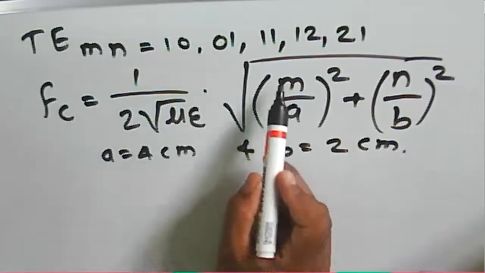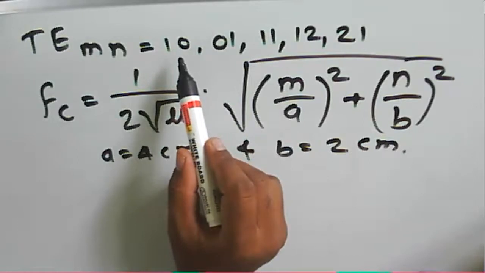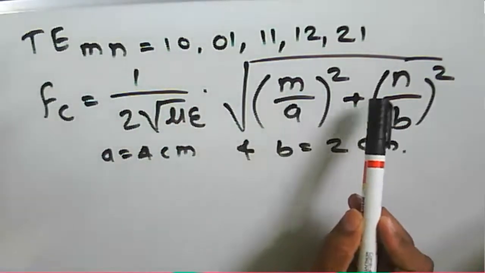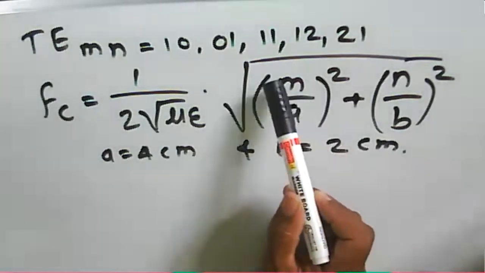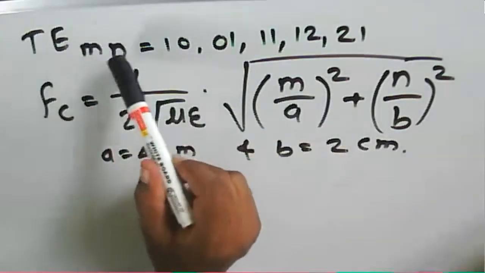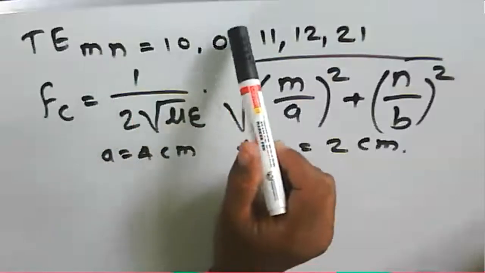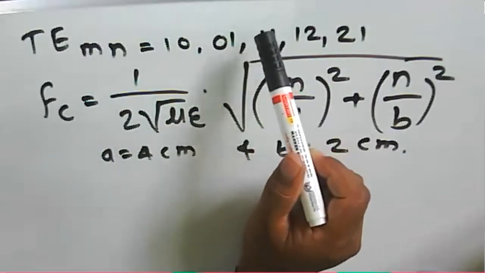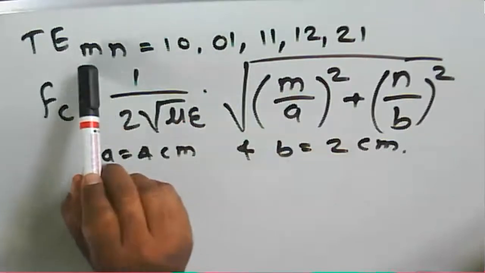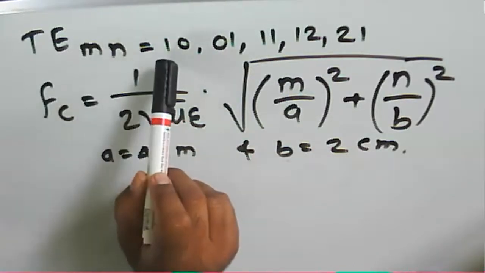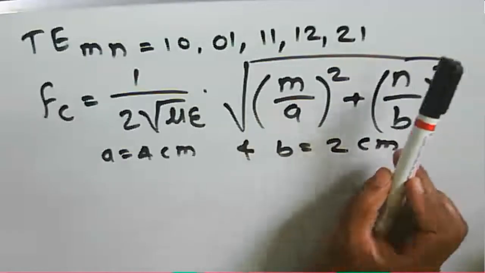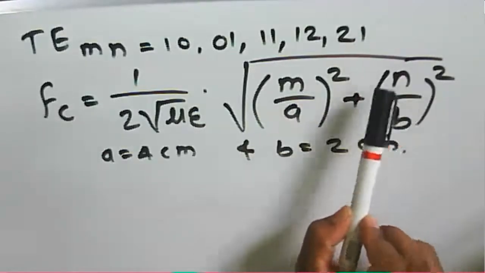Now we consider that mn will be 1 0. Next time mn will be 0 1, then next time mn will be 1 1. So in this 1 0 case, m will be 1 and n will be 0. So this will be 1, this will be 0. This term will be 0 now.